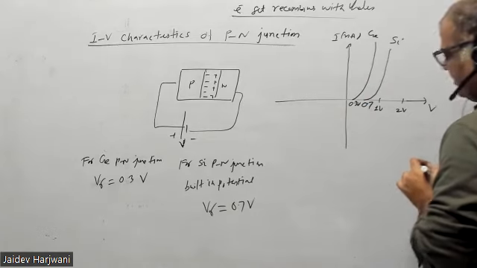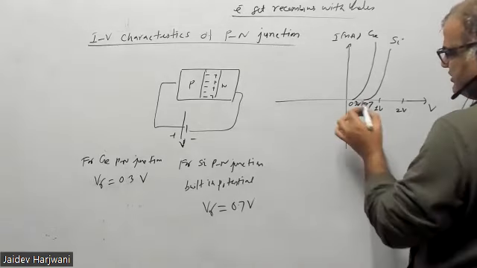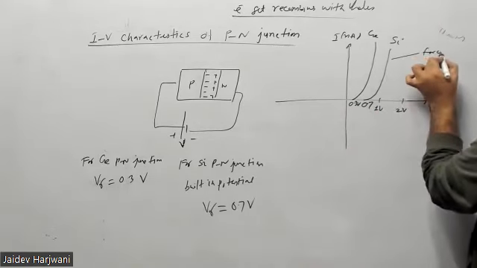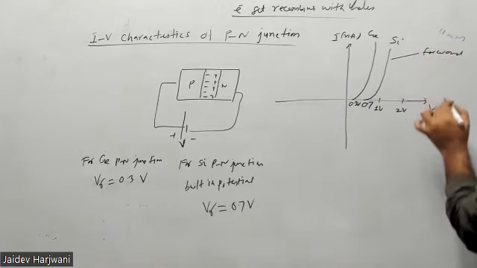And if I go in reverse bias, this is the forward current, which depends exponentially on voltage.